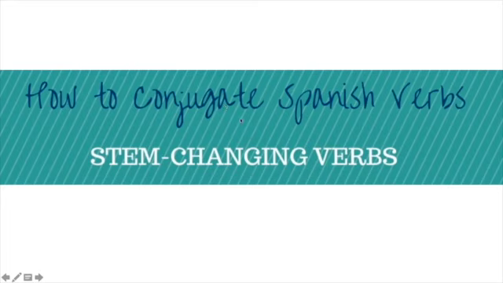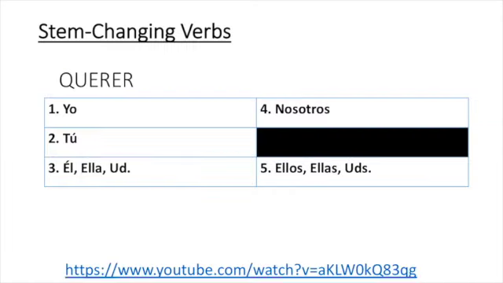Okay, so there are 4 different types of stem changers in Spanish, and we are going to begin by talking about E to IE stem changers. So let's pretend you had this verb querer. By the way, querer means to want. And let's say you don't know that stem changers exist. You've never heard of that.